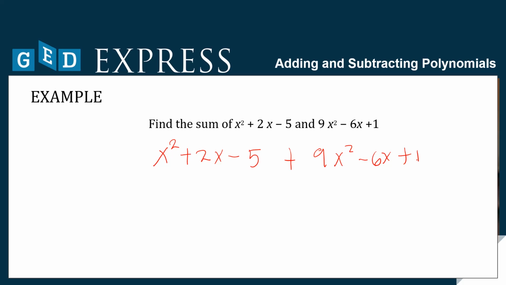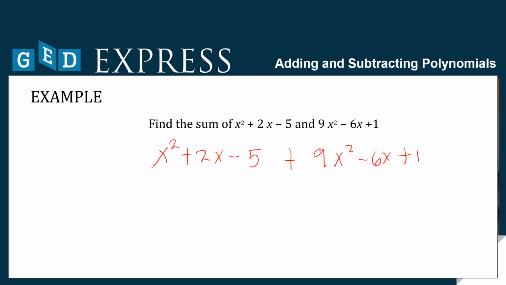How to identify like terms? Let's just look at the variables. The variable should be the same, and the variable should also have the same exponent, regardless if the coefficients are different.